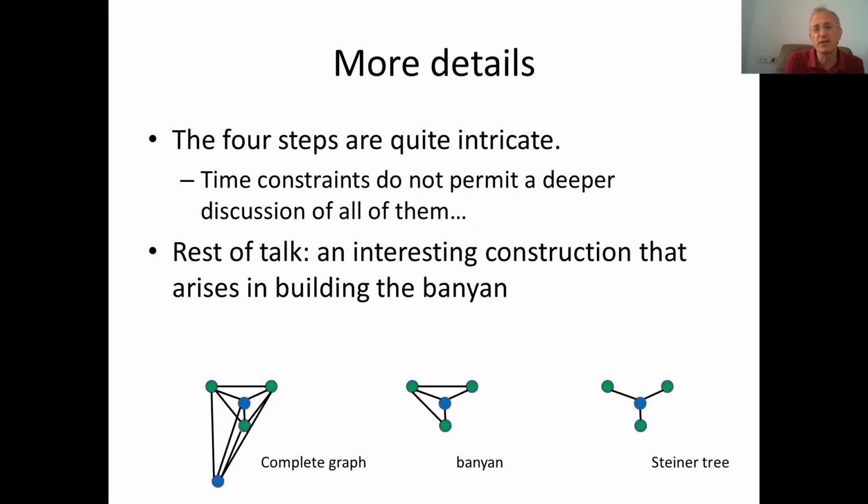Okay, now of course there are a lot of details here, and unfortunately time constraints don't permit me to go deeper into the four steps. So I decided one thing that interests me in the construction had to do with something that we encountered while constructing the banyan. So again, I don't have enough time even to explain the banyan from beginning to end, but there's, let's say, half of the construction of the banyan I do have time to explain.